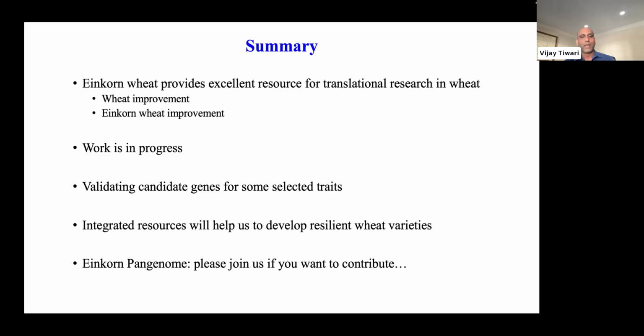And a message for the community: if you want to join our consortium for the einkorn pangenome, please join us and help us achieve the goals faster. And especially, I'm looking for some partnership to sequence our TILLING population in monococcum. That will be a big community resource.